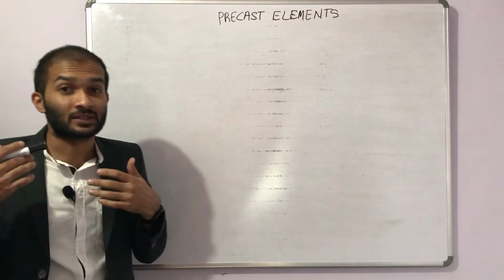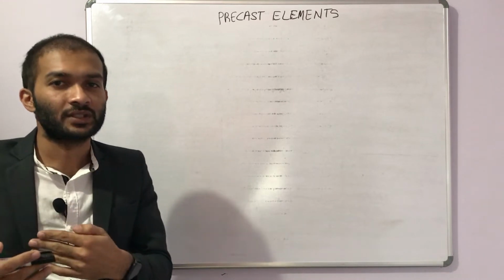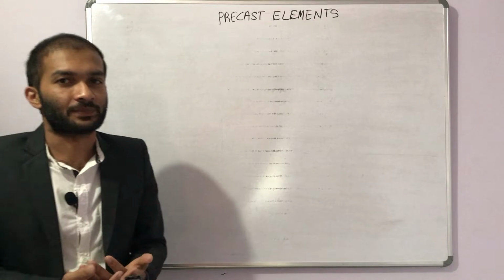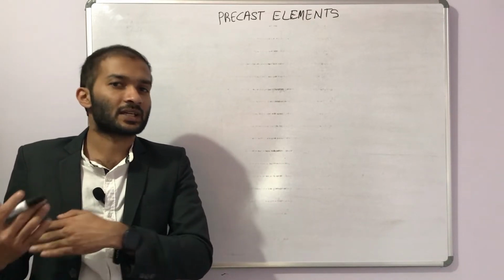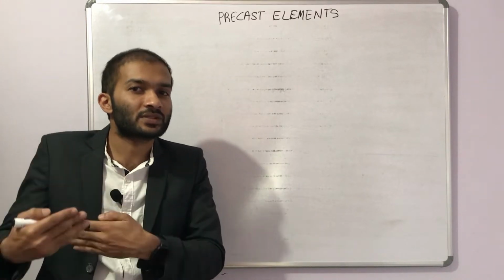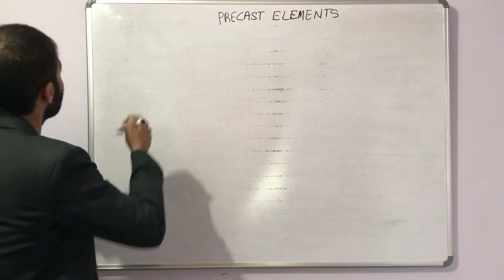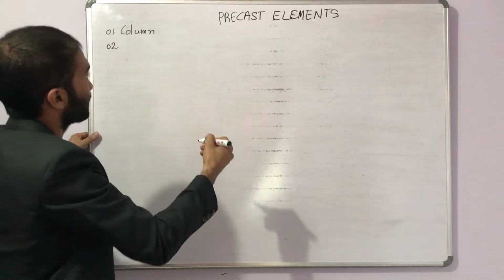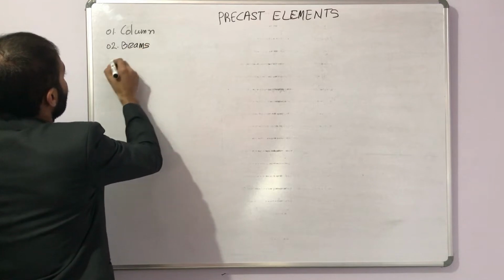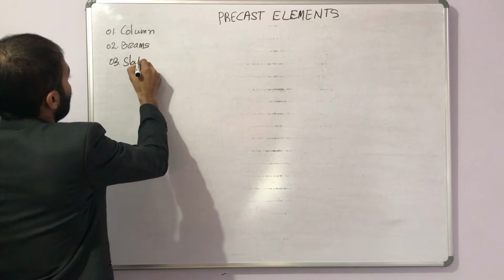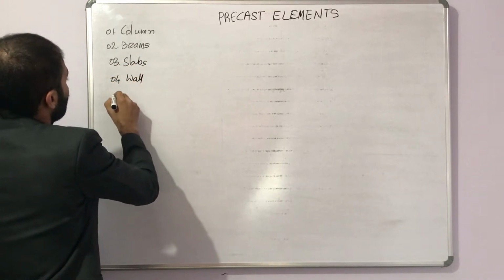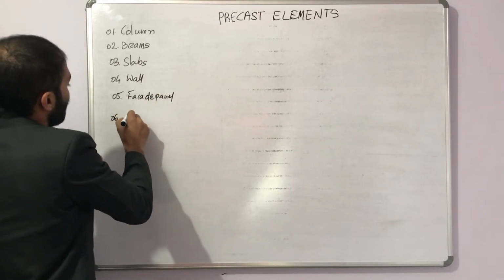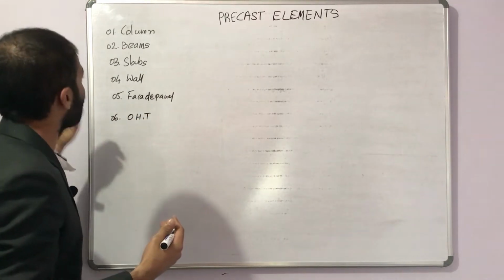Earlier also there were many elements which we produced in the factory and transferred to the site. Except footing, we will cast everything in the factory and transfer it to the site. So, which elements are cast in the factory? First we use columns, and the next we cast in the factory are beams, then slabs, then walls, then facade panels, and then OHT or any tanks which come on the terrace level.